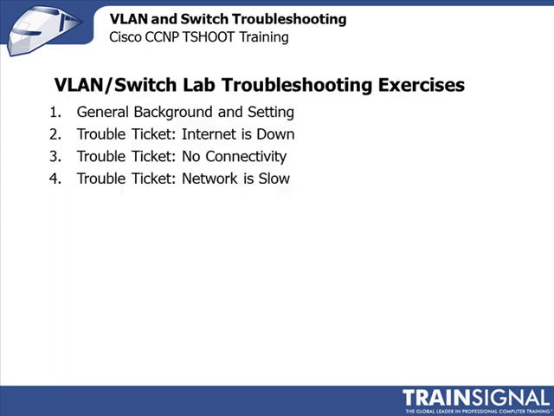Now comes the time to actually look at how this works in a simulated, somewhat real environment. So we're going to do our VLAN and switch troubleshooting exercises. We're going to start by giving you a general background of a situation that could actually exist, and then there will be 3 trouble tickets that we will get from the system and use for troubleshooting and resolution purposes. We're going to do one on the internet is down, no connectivity, and network is slow.